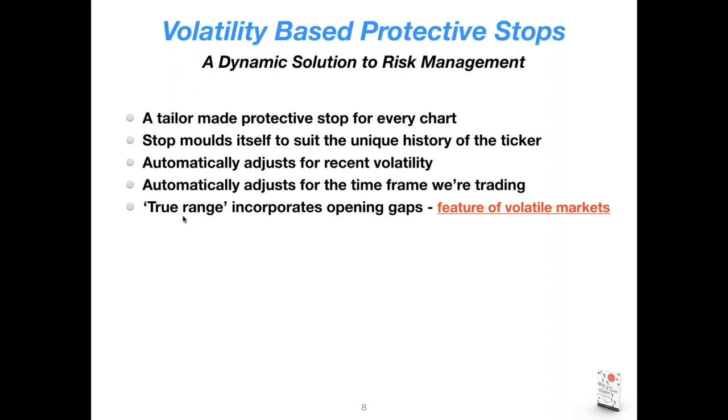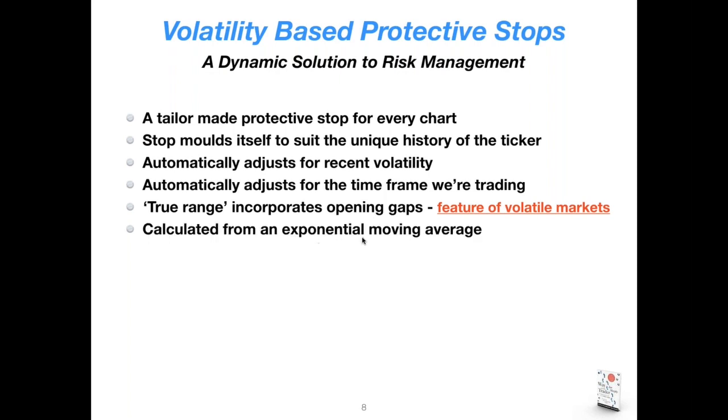The true range, if you remember, incorporates a gap between 2 bars, opening gaps. This is the important bit, and this is one of the features of volatile markets, and it's what we're seeing a lot of today. And when we get onto some charts here in a minute, I'll show you some gaps and how these ATR-based stops incorporate those gaps into their calculation.